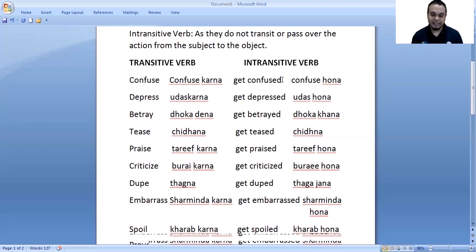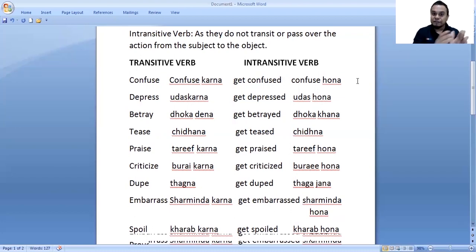Let me repeat it once again. Whenever you add get before a verb, the verb will get into third form. That is the thumb rule. So remember, that's why over here it is get confused. Confuse means confuse karna, and get confused means confuse hona.